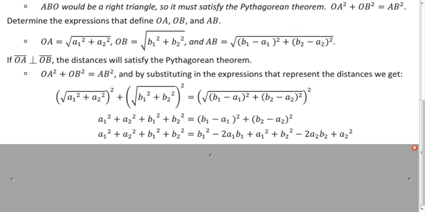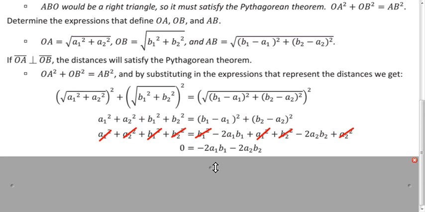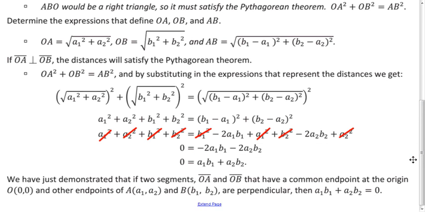And what we notice here, on the left-hand side, we have a1 squared. We have a1 squared over here. They cancel out. We have a2 squared, another a2 squared. You have b2 squared, and the b1 squared. So everything on the left-hand side has canceled out. So we're just looking for the 0 over there. We can simplify this a little bit. If we divide everything by -2, we end up with this equation.